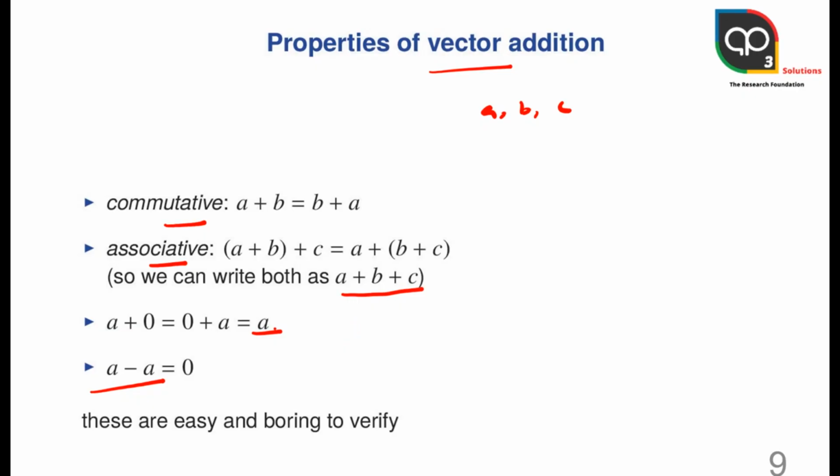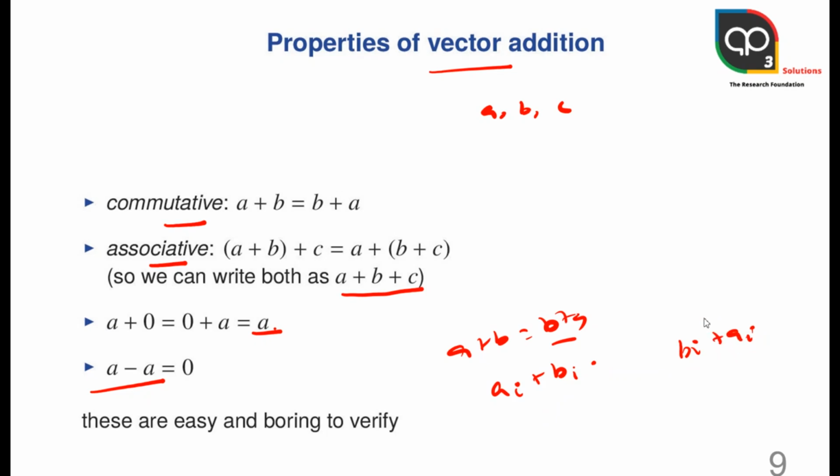As an example, let us show that for any n-vectors A and B, we have A plus B, which is equal to B plus A. Yes, the ith entry of A plus B is, by definition of a vector, A ith plus B ith. So the ith entry of B plus A is equal to B ith plus A ith.